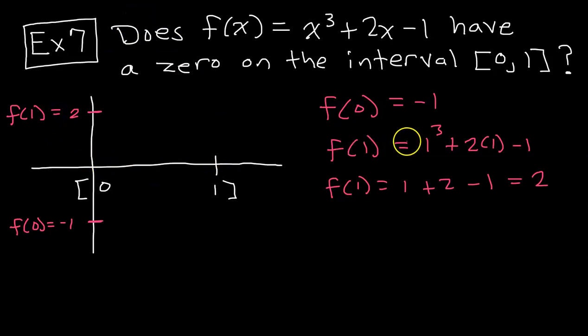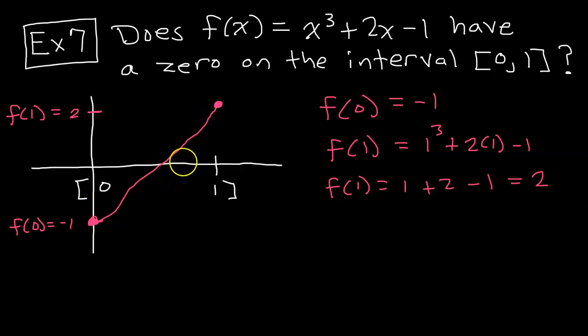So at 0, the function is at negative 1. So basically, I have this first endpoint right here. And then at 1, the value of the function is at 2. So that's going to be like up here somewhere. We don't know exactly what the function is doing between these two values, but we know that the function is continuous. So I'm just going to connect those dots to illustrate that the function is continuous between these points.